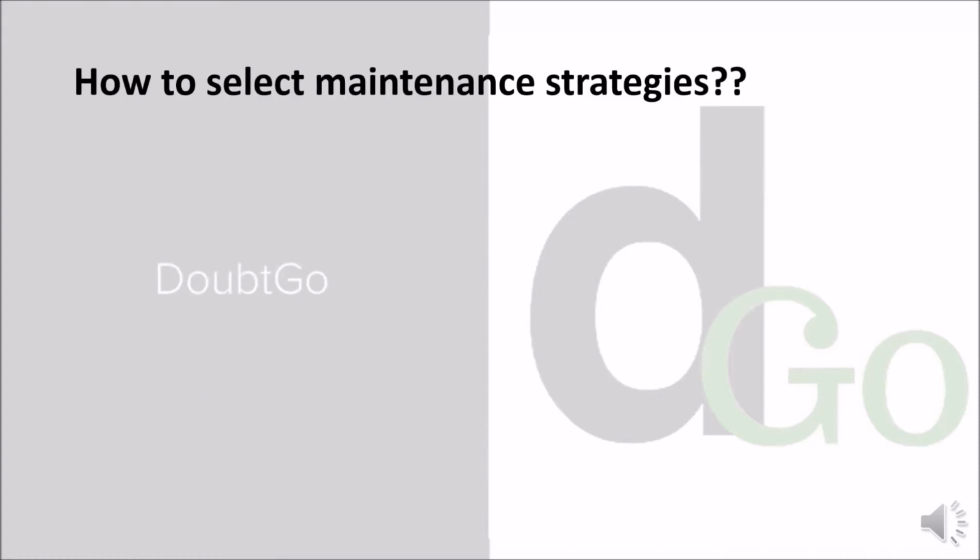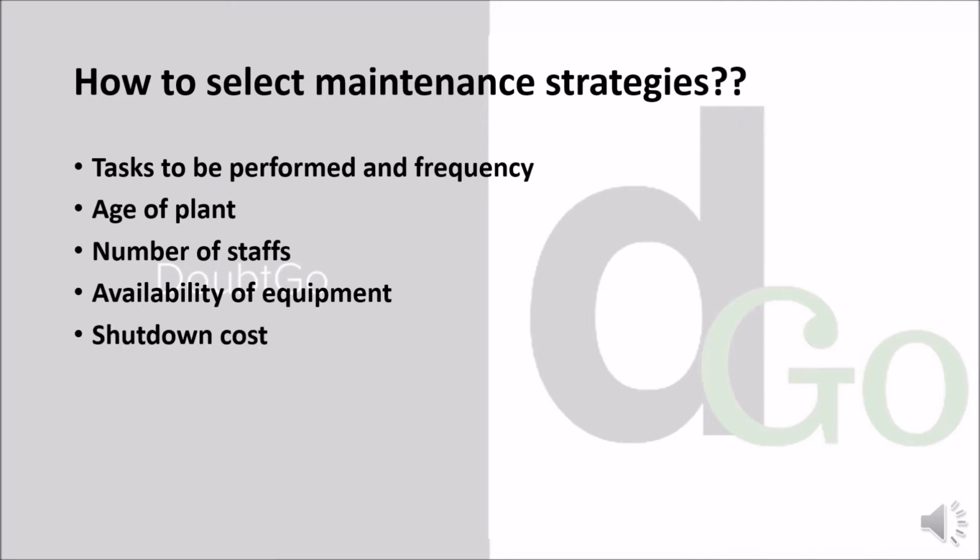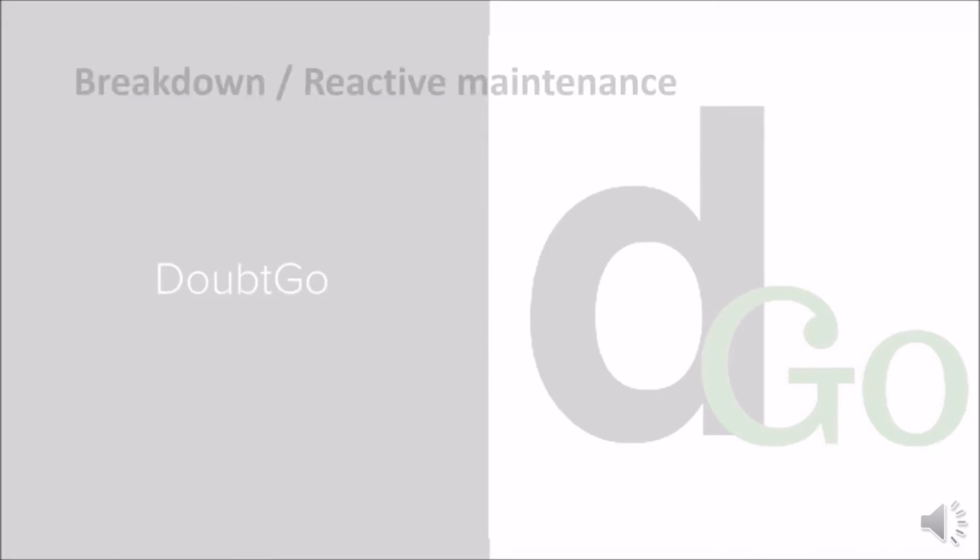On what basis should we select our maintenance strategies? The tasks that have to be performed and the frequency at which they need to be performed. The age of the plant, the manpower that we have, the availability of the equipment. Can the equipment be replaced or does it have to be repaired? The shutdown cost and the downtime during the maintenance.